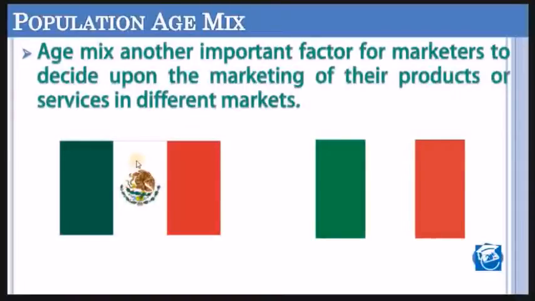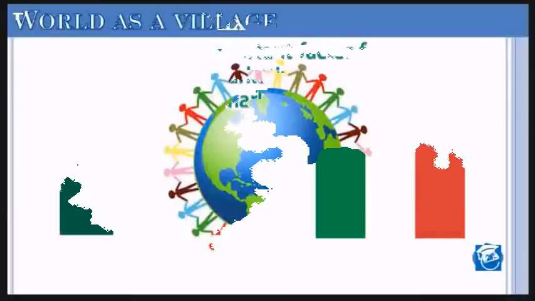Let us understand this by example. Mexico has a very young population and rapid population growth. On the other extreme is Italy, which has one of the world's oldest populations. For example, milk, diapers, school supplies, and toys will be more important products in Mexico than in Italy.